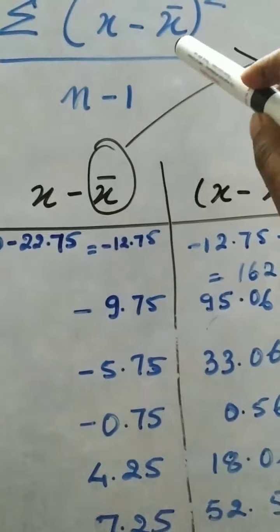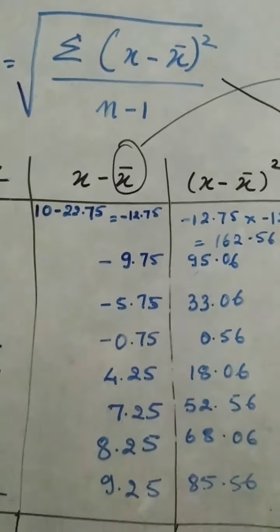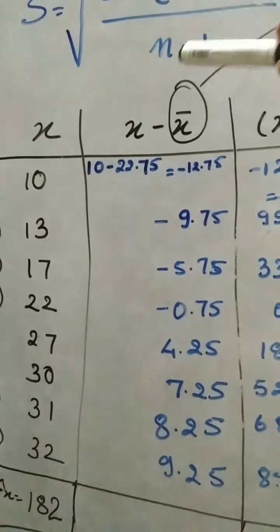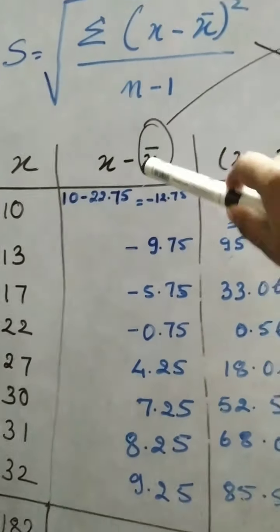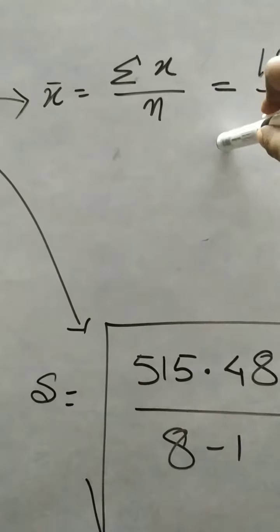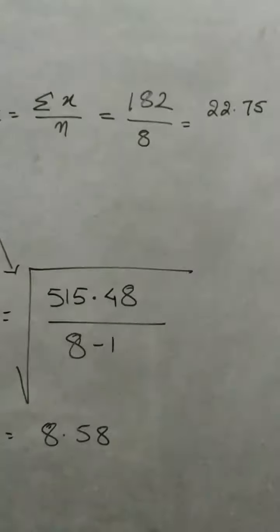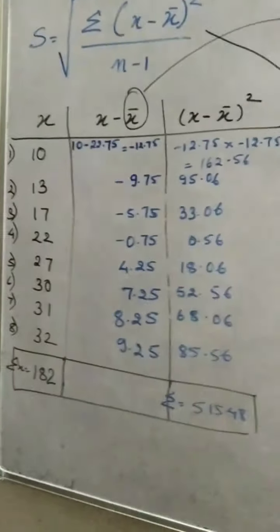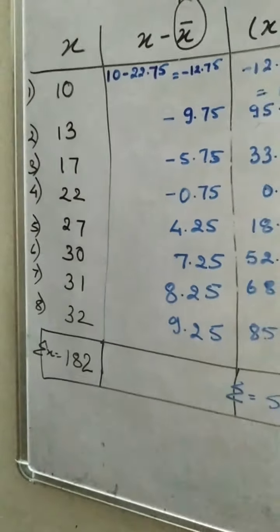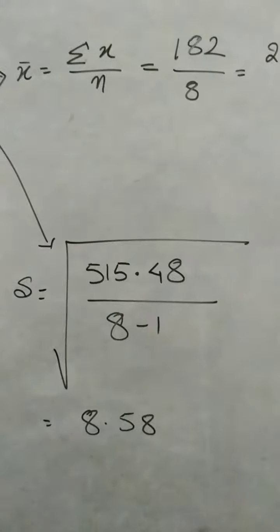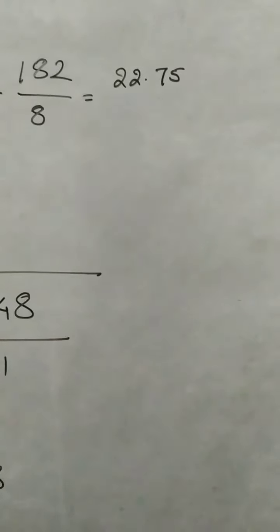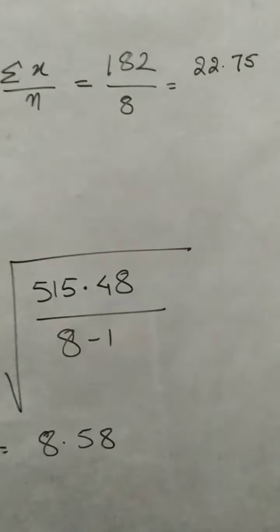After this we need x minus x bar whole square. Now what is this x bar? First we have to know what is x bar. X bar is the mean, that is sigma x upon n. Sigma x is 182. Sigma x means summation of the values of x. We get 182, so it is 182 by 8. That 8 is the number of observations. The value comes to 22.75. Now this is the value of the mean.